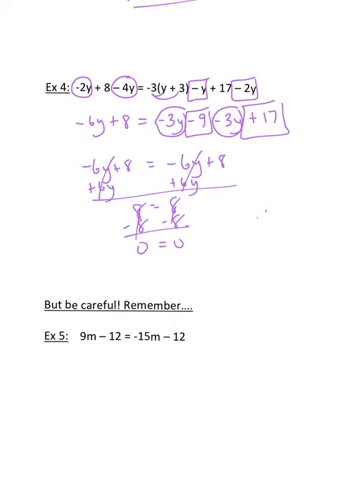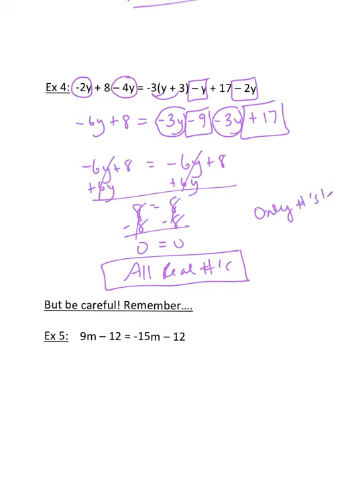But this time you get a true statement. 0 does equal 0, or 8 does equal 8. So the answer to this is everything. All real numbers make this equation true. Every number in the world works in this equation. So you'll notice that there are only numbers left again, but this time you have a true statement. The same thing on both sides. They are both equal. Okay?